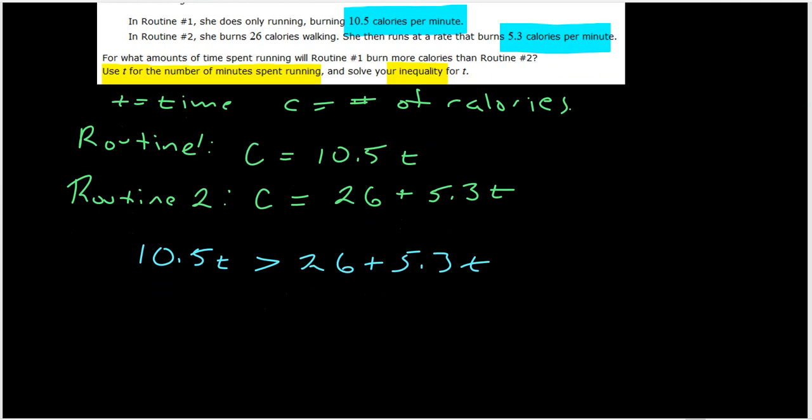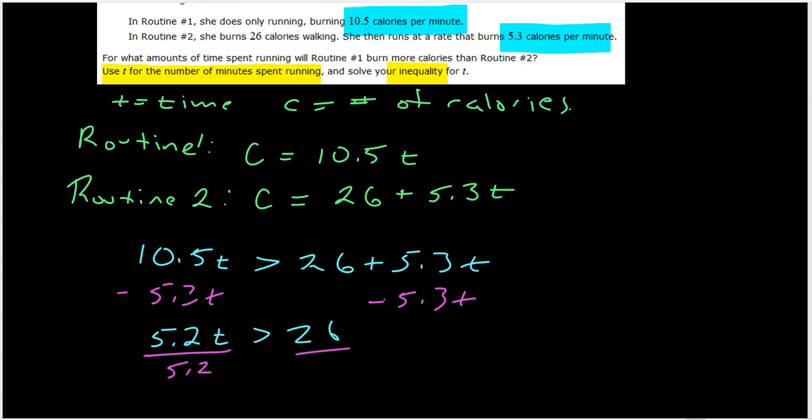I've got my addition here, so I'm going to subtract 5.3t from both sides. What do we have when we subtract that? 10.5 minus 5.3 would be 5.2t, which has to be greater than 26. And then I'm going to divide by 5.2.